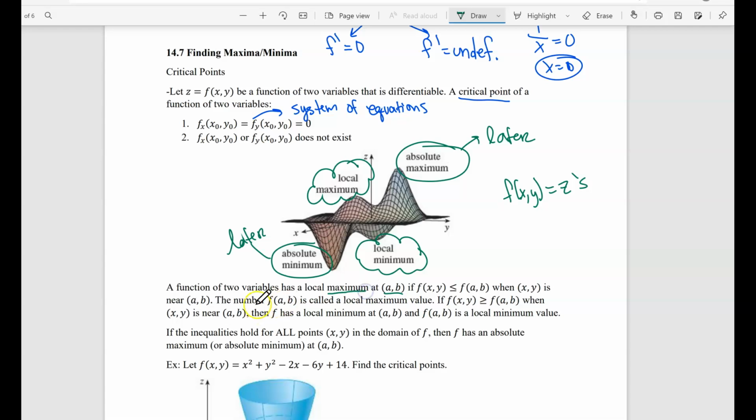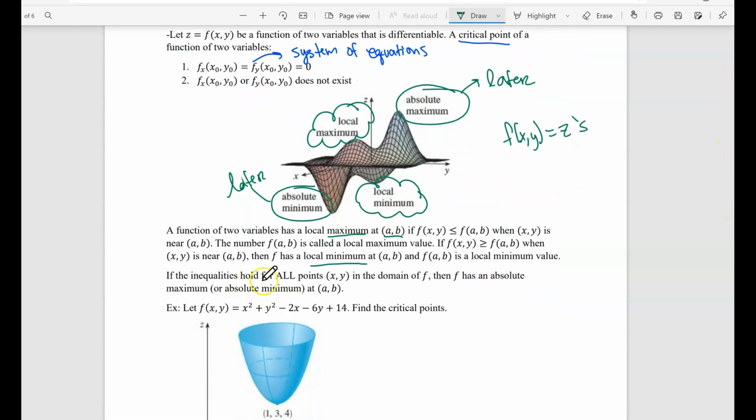All right. Same thing happens if I swap the inequality. That means that any values near f(a, b), if f(a, b) is much smaller than any of the other values near it, is going to be a minimum. Okay. So this is pretty straightforward. It just kind of gives you a definition of what a local maximum and a local minimum is.